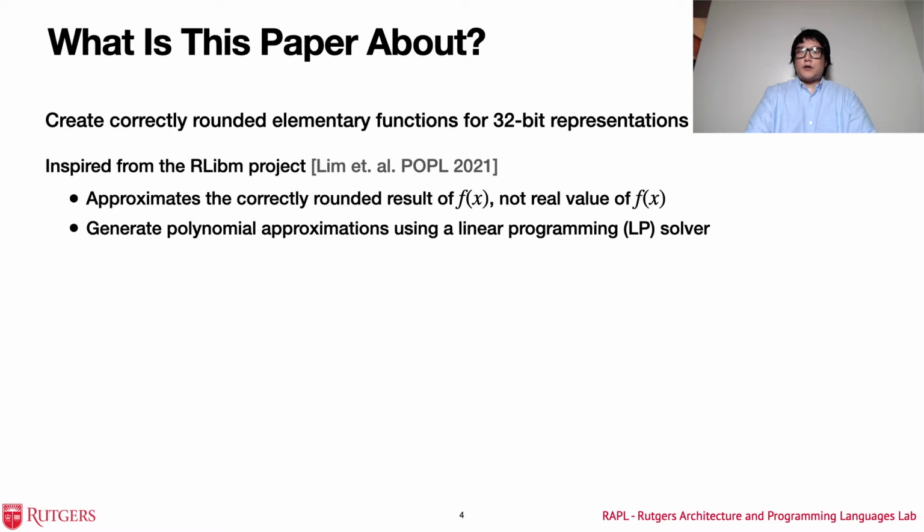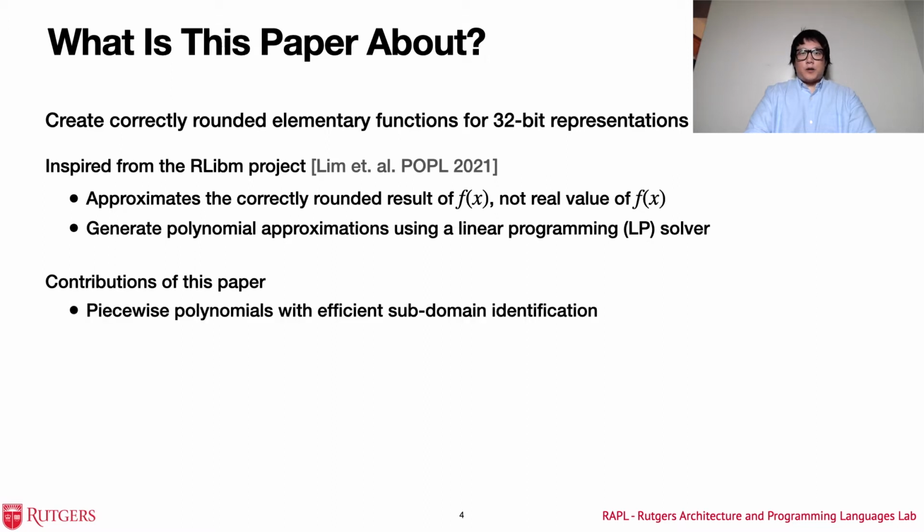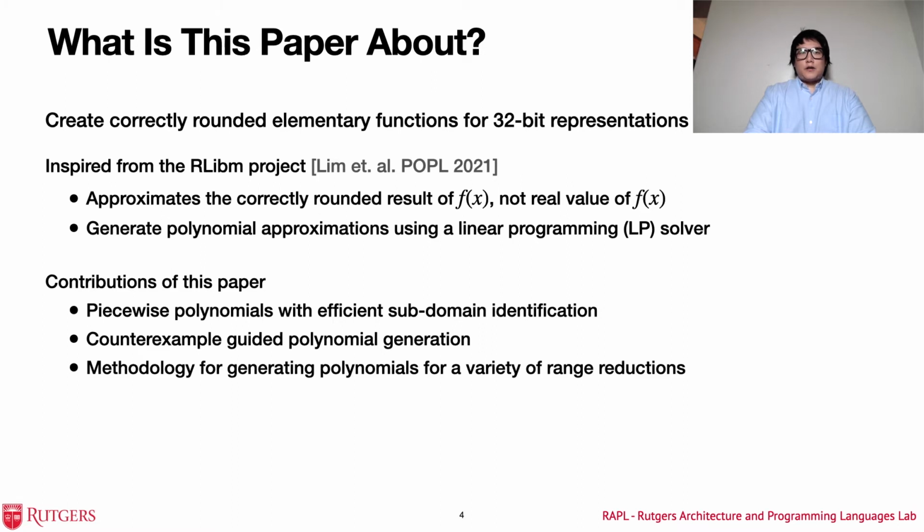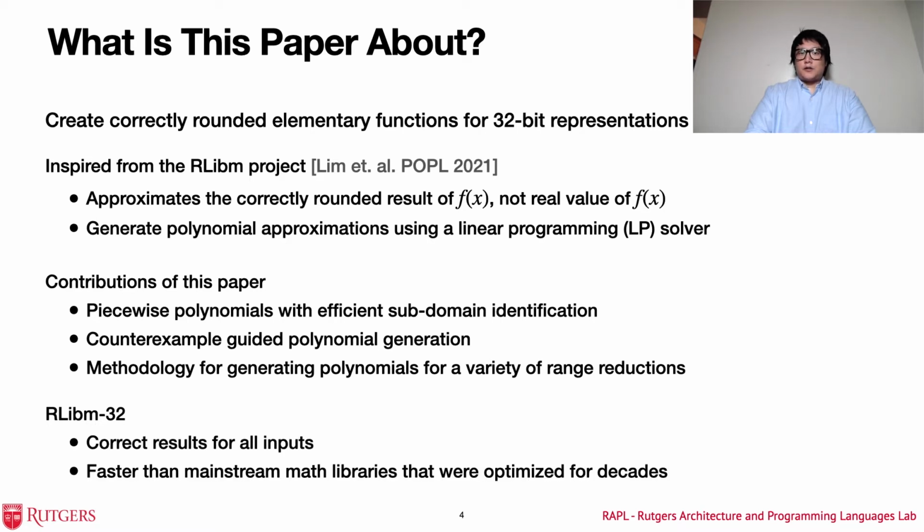In the context of the RLibM project, we have been making a case for approximating the correctly rounded result rather than the real value of f of x. And once you do that, you can use linear programming to generate polynomial approximations. To make this idea applicable for 32-bit representations, we make three contributions. First, we generate a piecewise polynomial. We also use a program synthesis-inspired methodology to generate polynomial approximations using a handful of inputs. And we propose a methodology that handles various range reductions. The resulting approximation functions for 32-bit float and positive representations are fast and produce correct results.